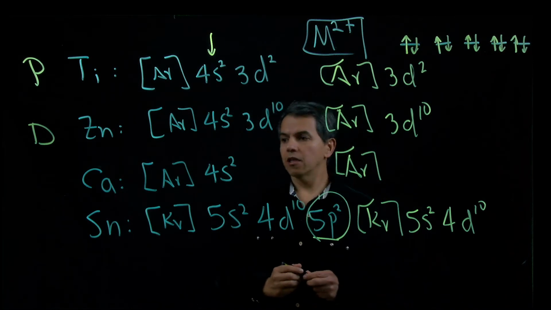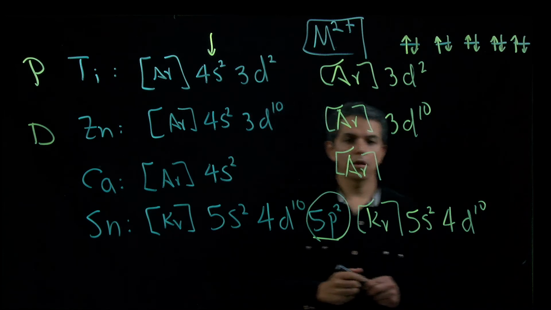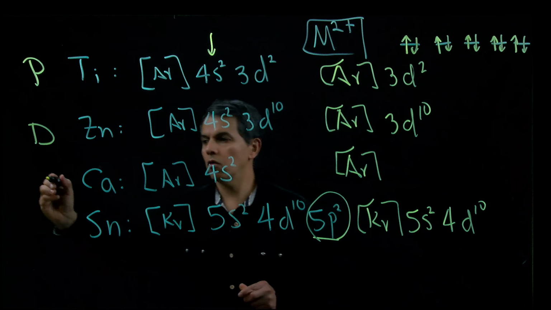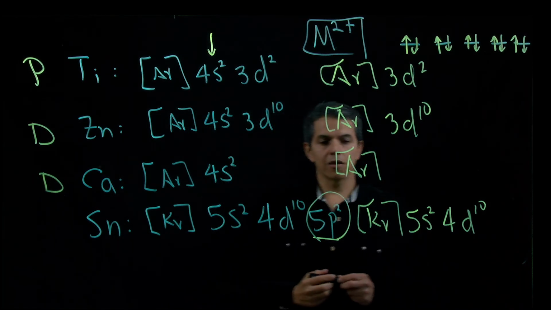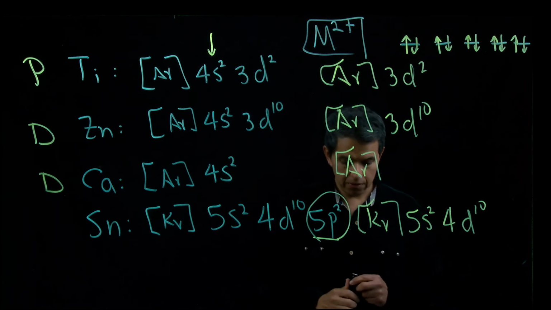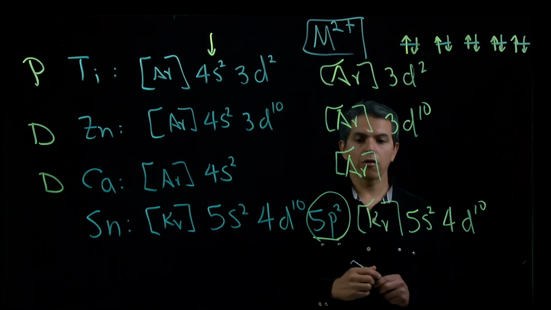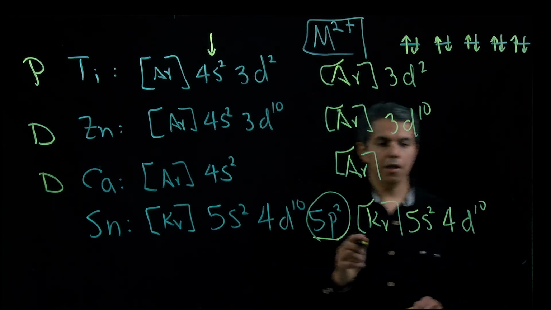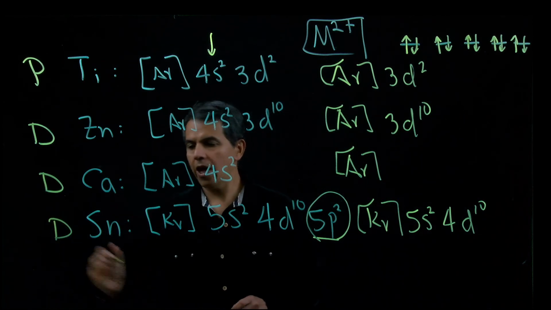The third case is for calcium. Calcium has the electron configuration of argon. That immediately tells us that everything is paired, so that would also be diamagnetic. And lastly, we have tin. And tin, if we look at the electronic configuration of the corresponding 2 plus ion, we can see that everything is paired as well. So this one will also be diamagnetic.